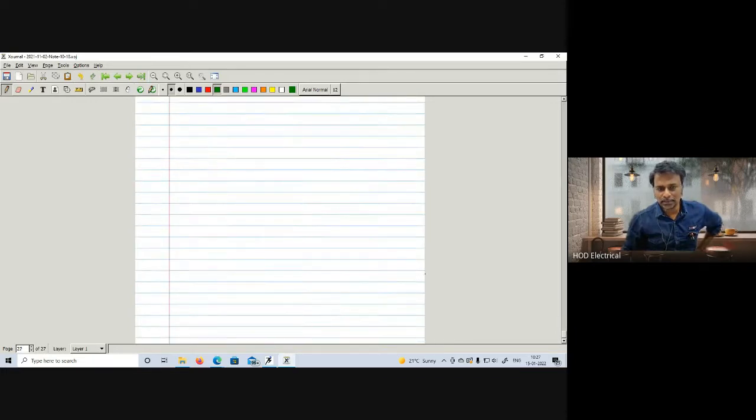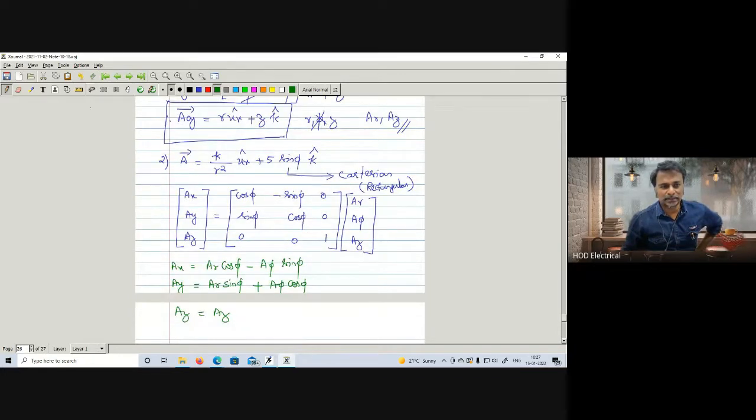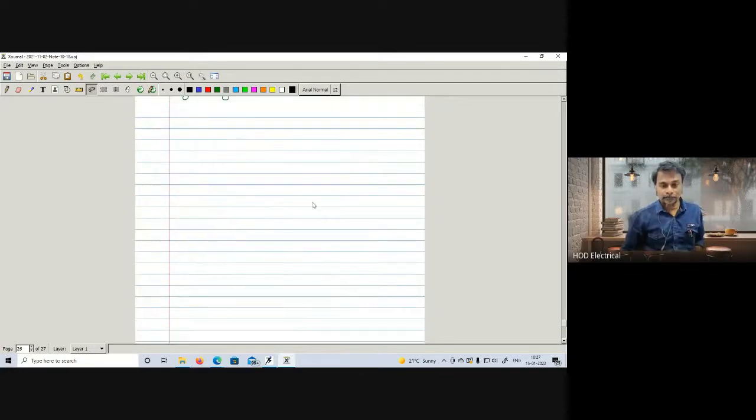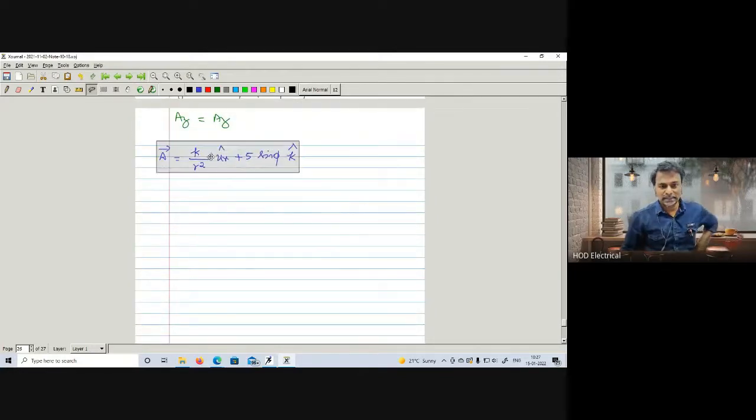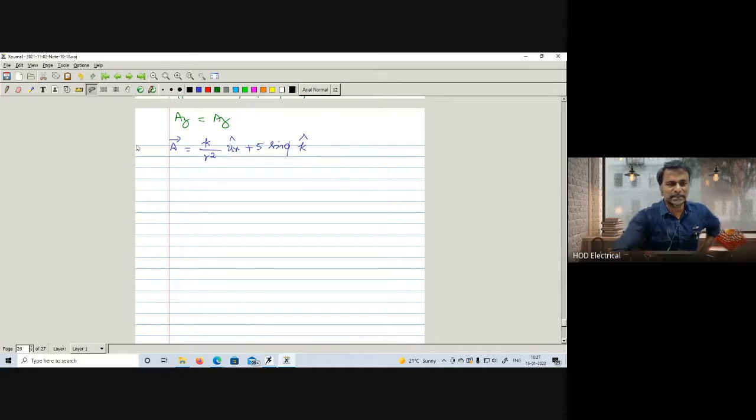So now, let me take this vector and copy it once again here separately. Since this is the A vector, we know this is the cylindrical coordinate system. So I will write A cylindrical. What is the format of the cylindrical coordinate system? A vector equal to AR into UR hat plus A phi into U phi hat plus AZ into UZ hat.